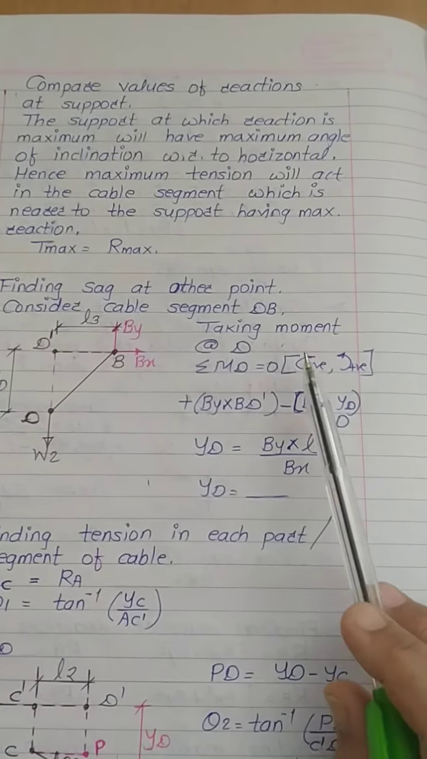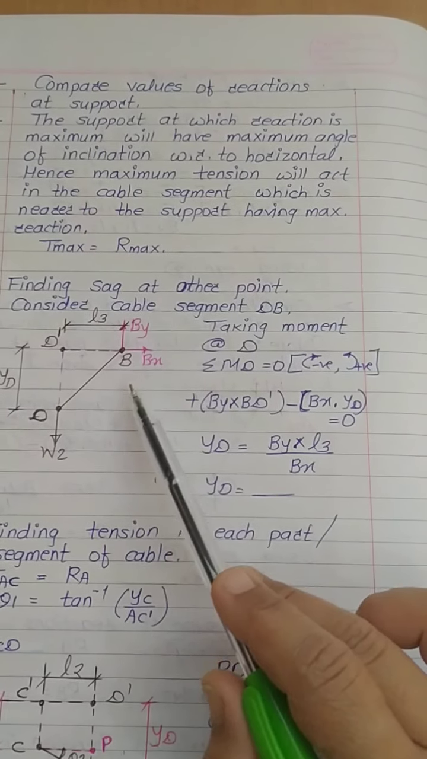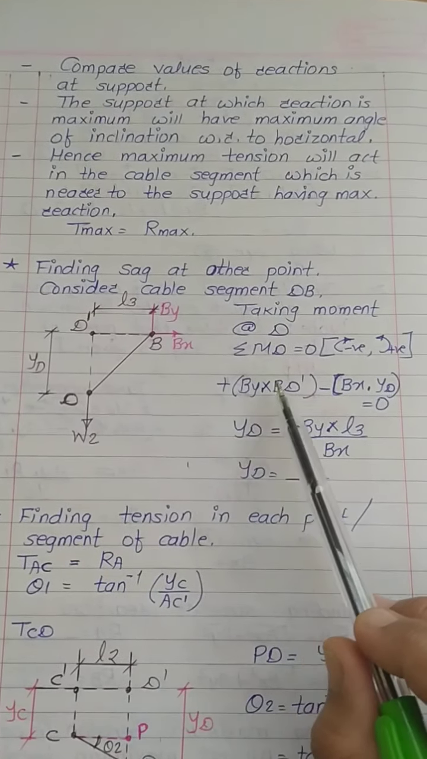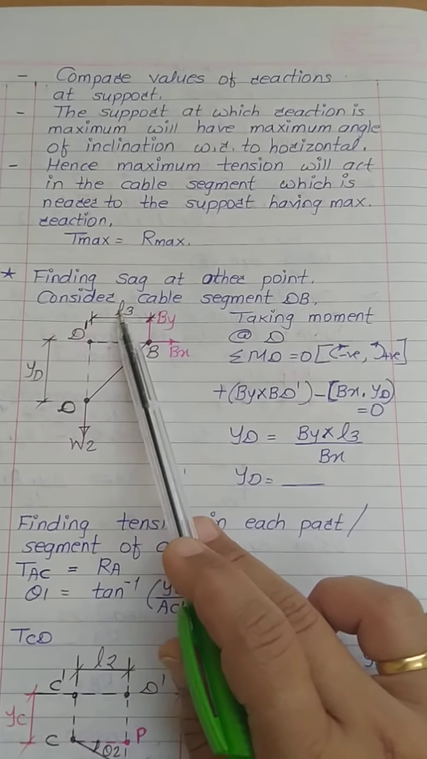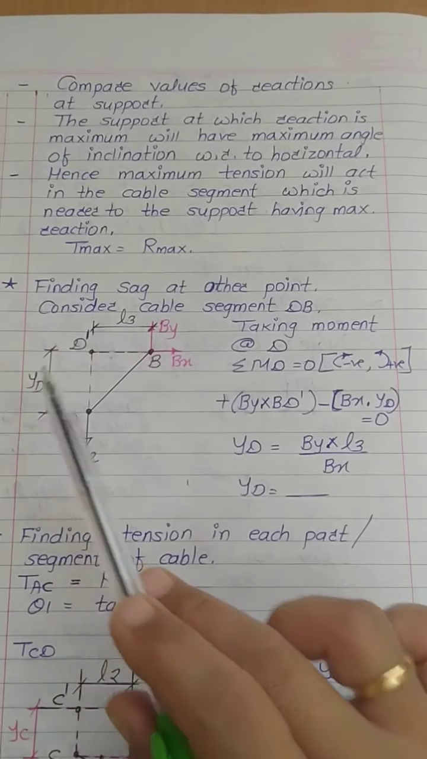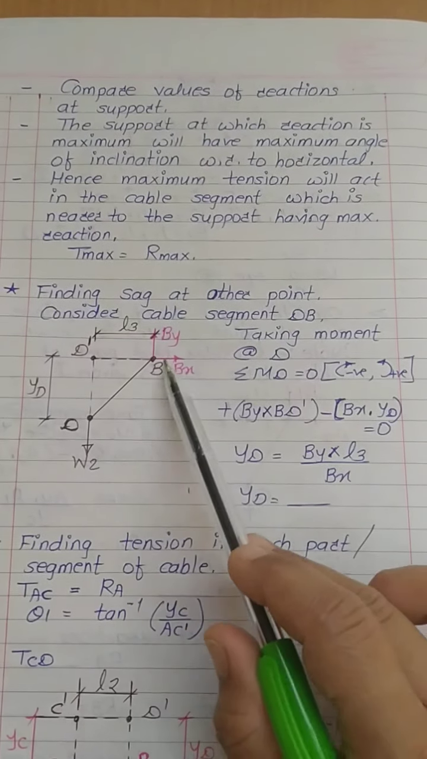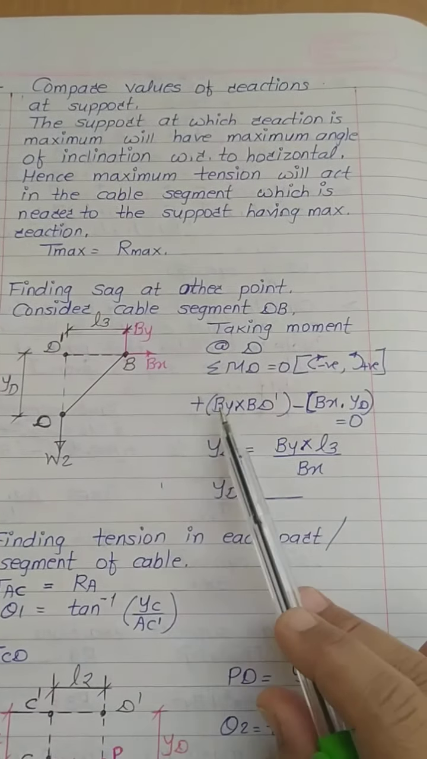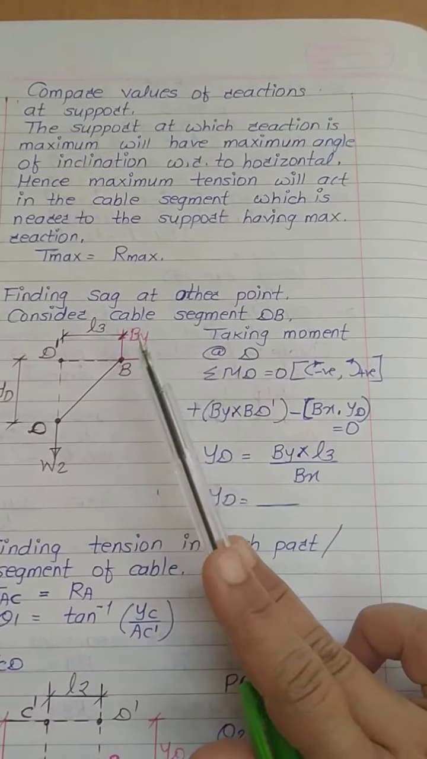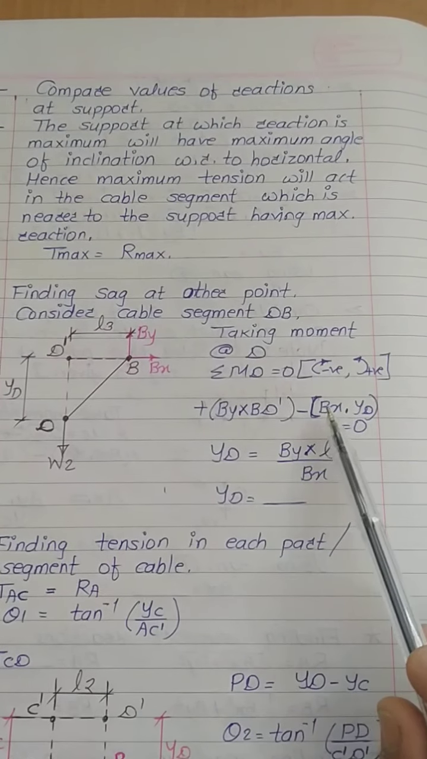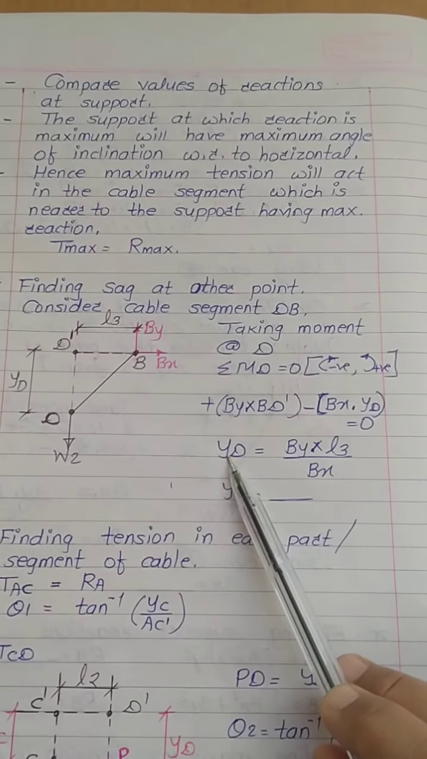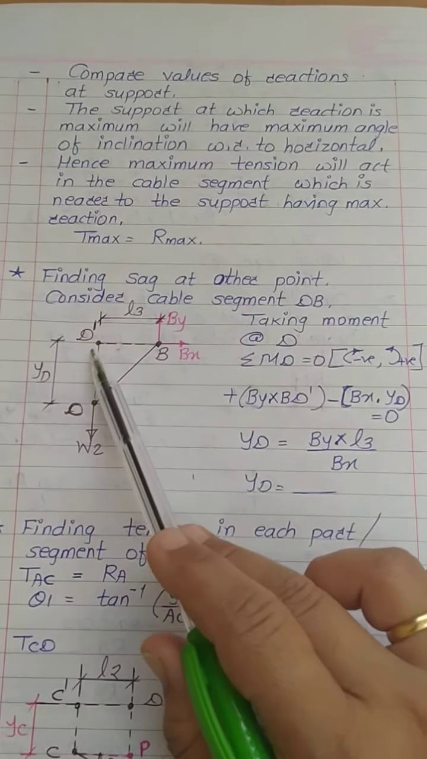Now same I have written over here, By, which is plus in nature according to sign convention, By into BD dash, which is L3, minus, due to clockwise movement, Bx into YD. Now in this equation, we know value of By, we know BD dash, which is L3, we know value of Bx, unknown is YD. So from this equation you will get value of YD, which is sag at point D.